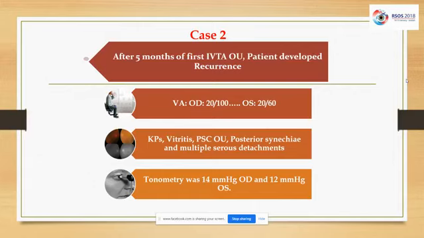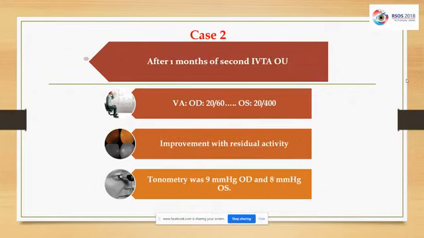The patient at this time was still on oral steroids, but the vision dropped to 160 in the right and 60 in the left, and there was keratic precipitated vitritis and posterior subcapsular cataract in both eyes, and posterior synechiae with multiple serous detachments, and the pressure was fine. So I planned to give this patient a second intravitreal triamcinolone acetonide in both eyes. After 1 month, the vision improved again to 60 in the right and 400 in the left, and there was improvement with some residual activity. The pressure was normal in both eyes.